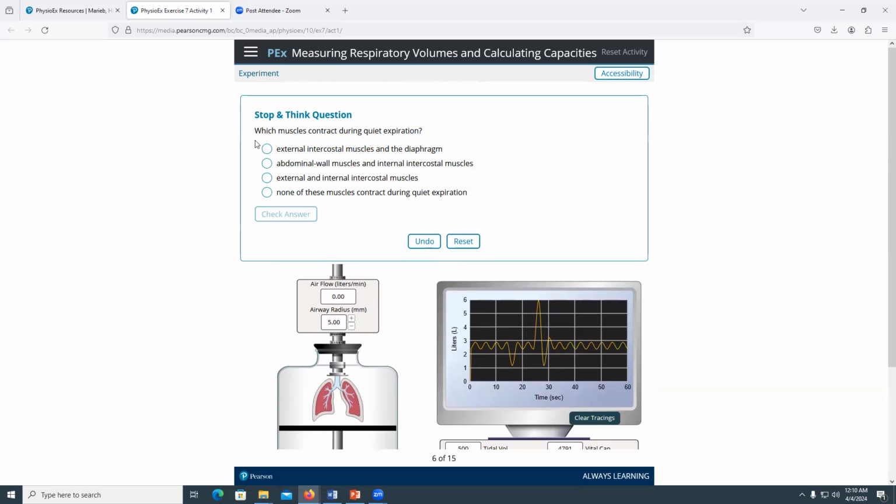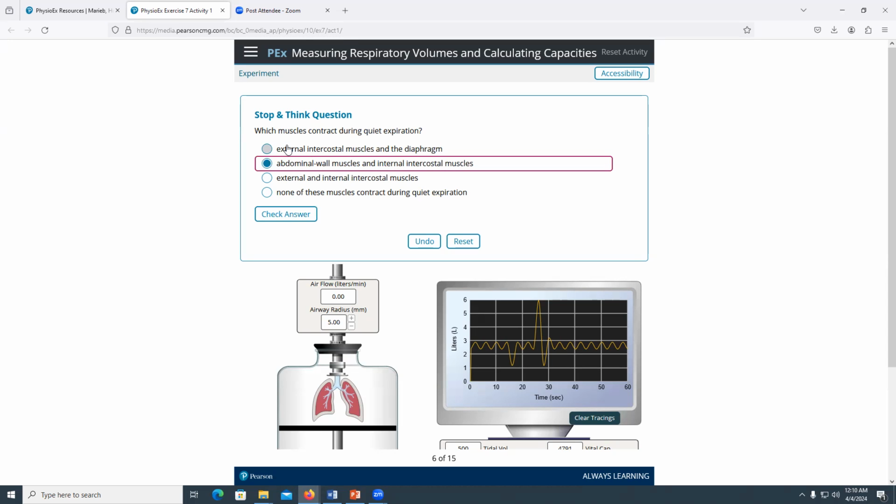Now, a couple of questions. Which muscles contract during quiet expiration? So when I'm expiring, remember we said we use intercostal muscles either way. But when I am expiring, I use internal intercostal muscles. So I contract my internal intercostal muscles.